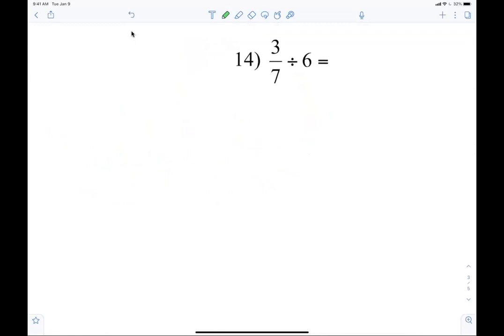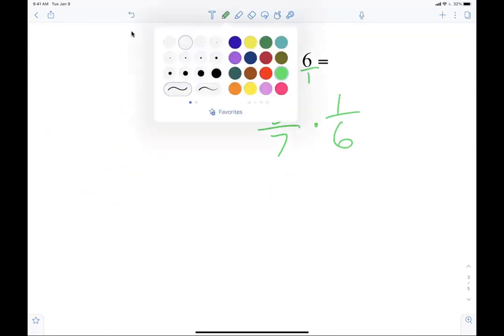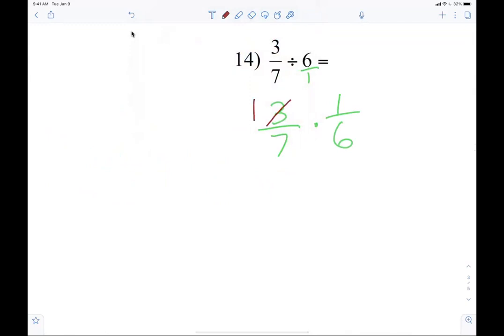All right, Ms. Holland. What do I do on 14? So I'm gonna do 0 over 7 times 1 over 6. Yay, very good, because 6 is same as 6 over 1. And then you can cross cancel 3 and 6, so 3 becomes 1, and 6 becomes 2. So then it's just 1 over 14. Yay, 1 over 14.